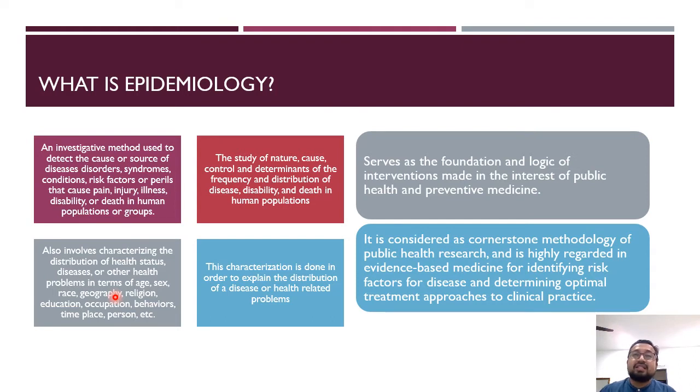So, macam mana KKM dapat detect benda ni? It's all about the study of distribution and epidemiology ni. Okay. So this characterization is done in order to explain the distribution of disease or health related problems. Okay, yang saya dah cakap tadi lah. It is considered as a cornerstone method of public health research and is highly regarded in evidence-based medicine for identifying risk factor for disease and determining optimal treatment approaches to clinical practice.